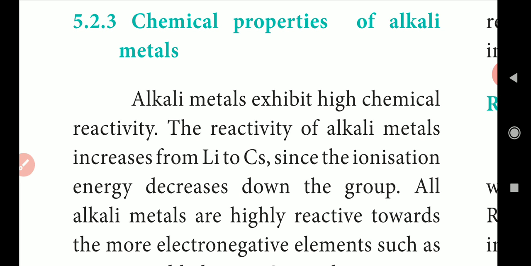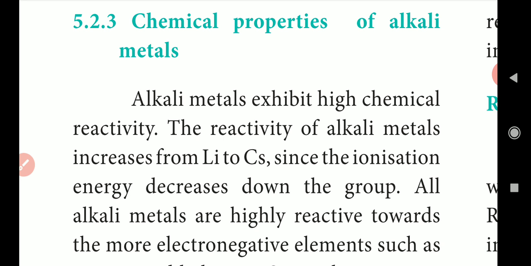S block elements are present at the beginning of the periodic table. The first group and second group elements are called S block elements. The first group elements are called alkali metals. What are they? Hydrogen, lithium, sodium, potassium, rubidium, cesium, and francium. These are all called alkali metals.